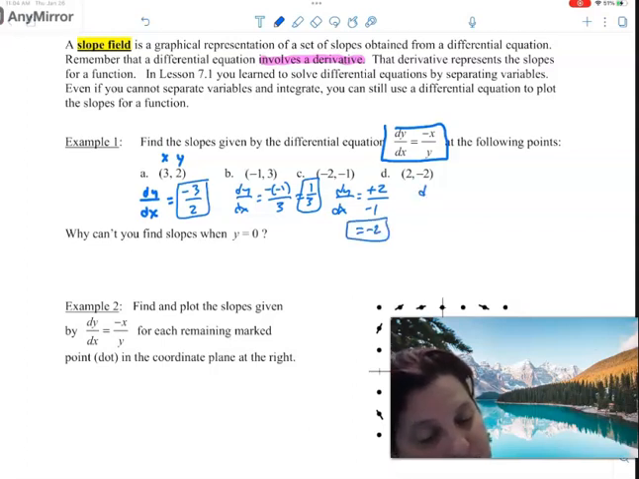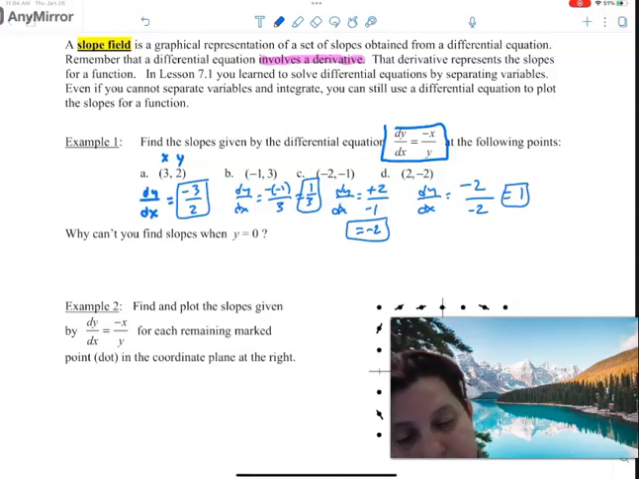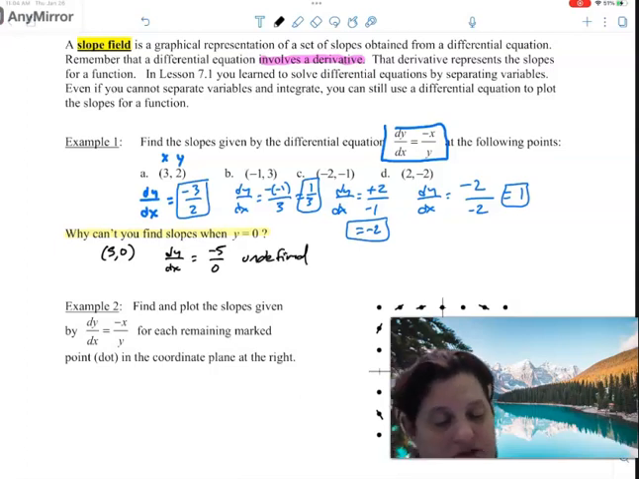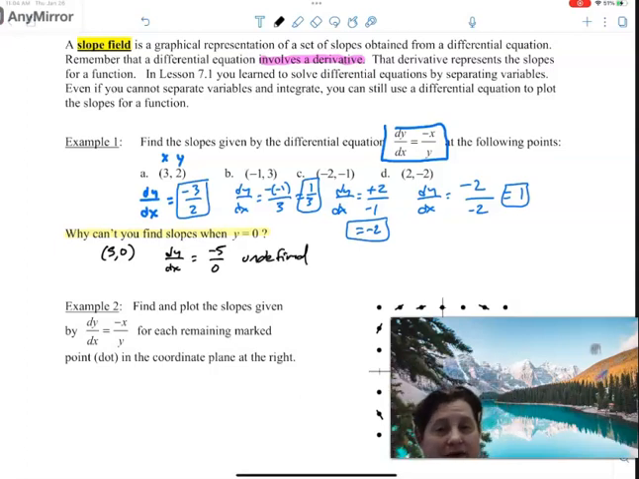Okay, so I can get all these different slopes. This one will be negative negative 2 over negative 2, which would be a slope of 1. Now, this is a good question: why can't you find a slope when y is 0? Let's say the point is x is 5, y is 0. Do you see there will be negative 5 over 0, which is undefined? So anytime y is 0, that's going to be undefined.